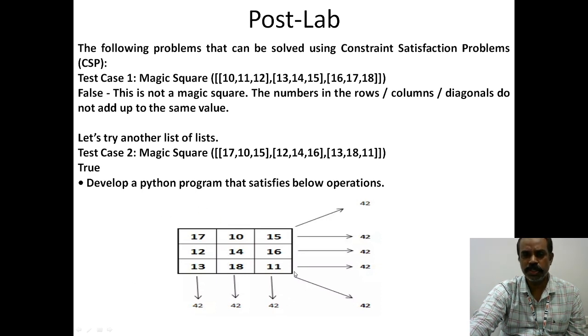So we need to check whether this given list of lists, which is organized as a matrix, is a magic square or not. Your objective is to write a Python program to satisfy this. This is a problem which comes under the constraint satisfaction problem.